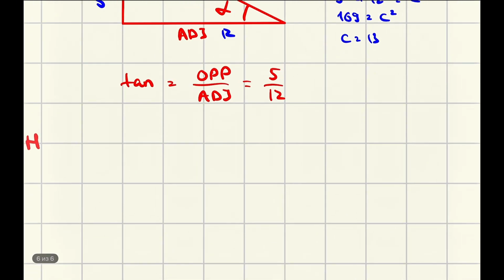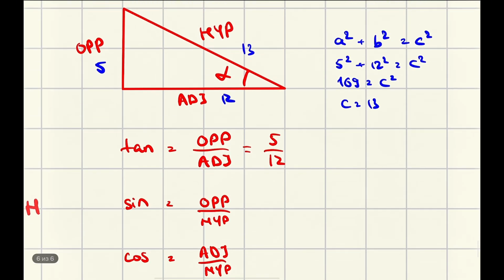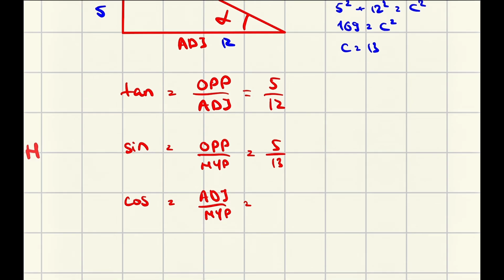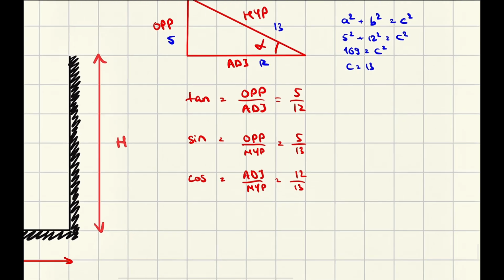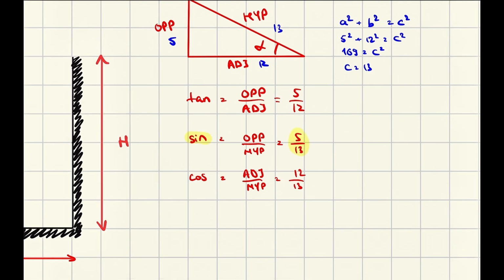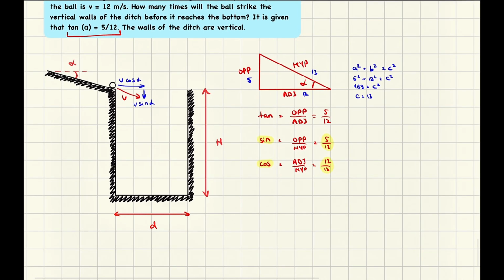And we know that sine and cosine are just opposite divided by hypotenuse, or adjacent divided by hypotenuse. Here opposite is 5, hypotenuse is 13. That's how we get our sine alpha, which is 5 divided by 13, right? And for cosine alpha, adjacent is 12, hypotenuse is 13, so it's just 12 divided by 13. So if we have sine alpha and cosine alpha in our answer at the end, that's not a problem.